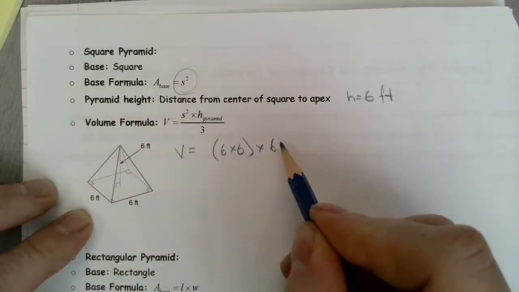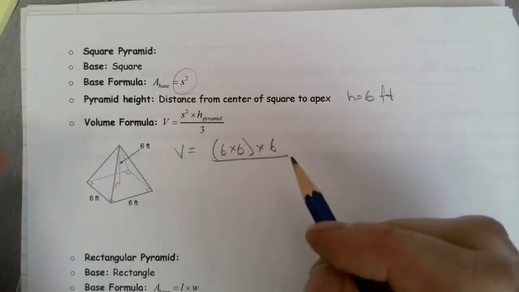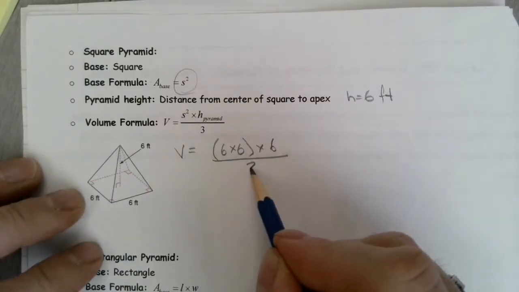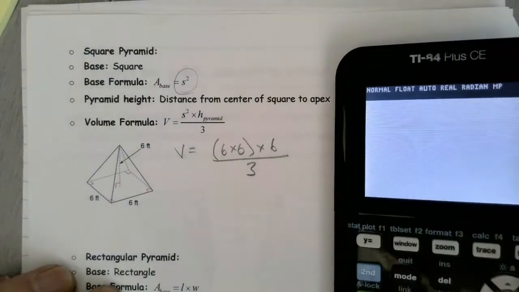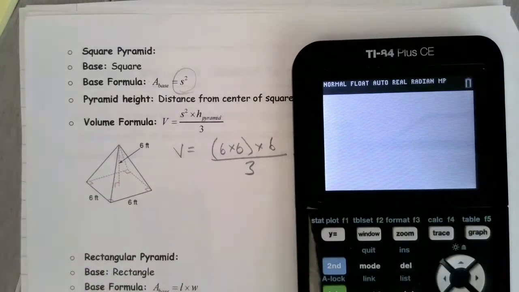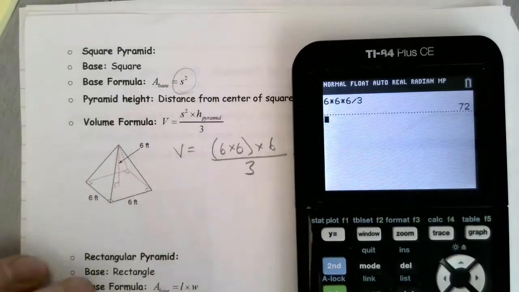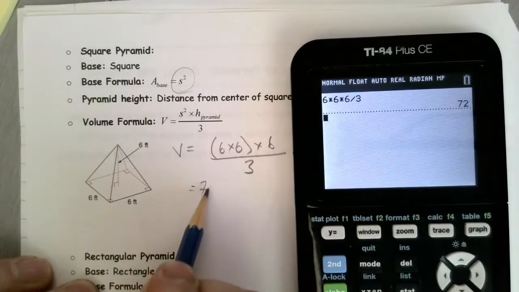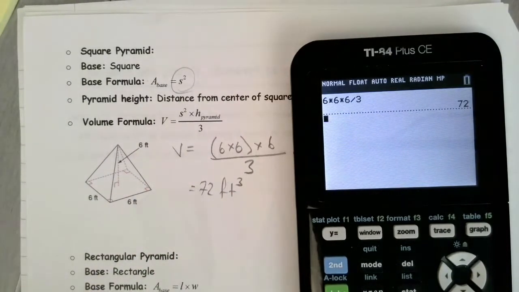This is basically a pyramid that we're forming in a cube. But then we divide by 3, because remember, the volume of the pyramid is 1/3 the volume of its corresponding prism. So 6 times 6 times 6 divided by 3, and we get 72 feet cubed as the volume of that pyramid.